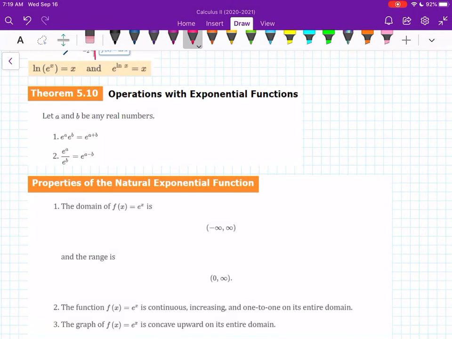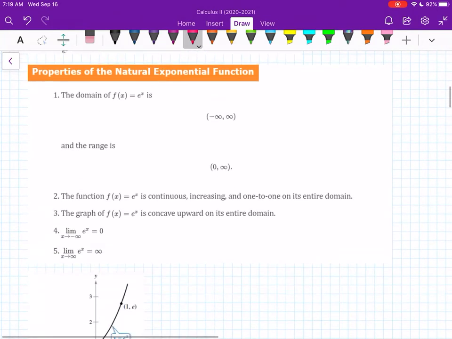Some properties of the natural exponential function: its domain is all real numbers, and its range is all positive y values, or whatever the output variable is, y in this case. We know that this function is continuous, increasing, and one-to-one on the entire domain. It is also concave up on the entire domain.